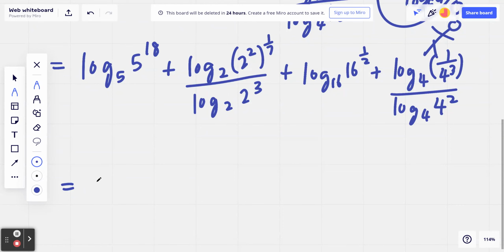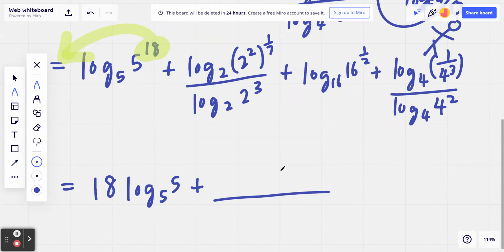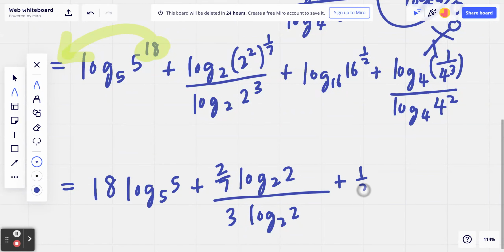Step number 3, bring the exponent to the front. So one of the logarithmic properties, and there are 8 of them, and maybe I'll do this in a separate video for you, bring the exponent to the front. So 18 times log base 5 of 5 plus, again, bring the exponent to the front. First, multiply 2 times 1 over 7, which is 2 divided by 7, which you can bring to the front. Likewise, if you look at the denominator, bring the 3 to the front, times log base 2 of 2, plus, again, bring the exponent to the front, half times log of 16.